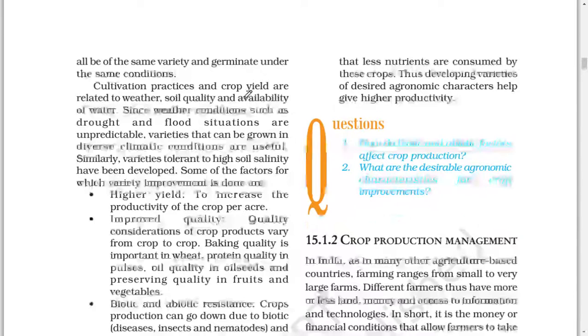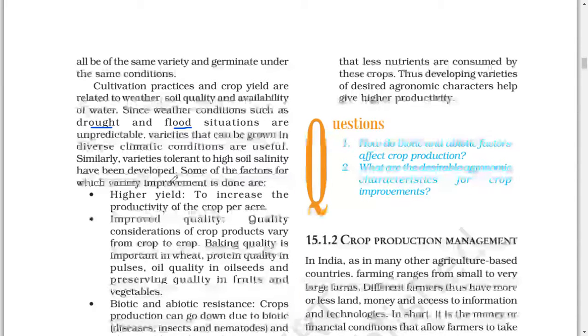Cultivation practice and crop yields are related to weather, soil quality and availability of water. Since weather conditions such as drought and flood are unpredictable, varieties that can be grown in diverse climatic conditions are useful. Similarly, varieties tolerant to high soil salinity have been developed. Some of the factors for which variety improvement is done are here.